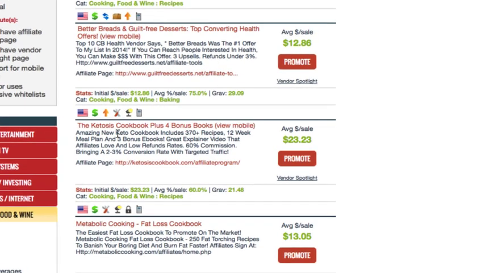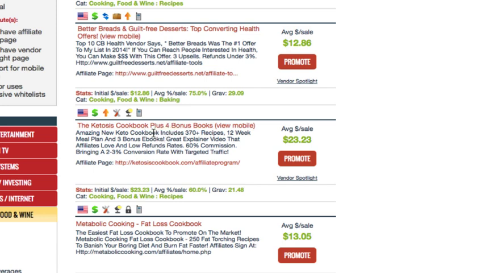Okay, let's just look at this product here. The Ketosis Cookbook plus 4 bonuses book. So this is a cookbook for the ketosis diet, I guess. And what the ketosis diet is, if you guys don't know, is kind of like a low carb diet. A lot of people are trying to do the whole low carb or no carb diet. And this is a cookbook.